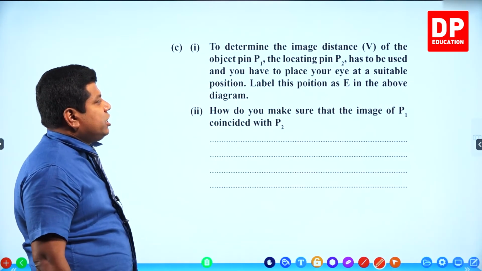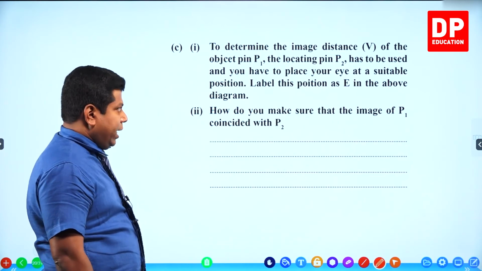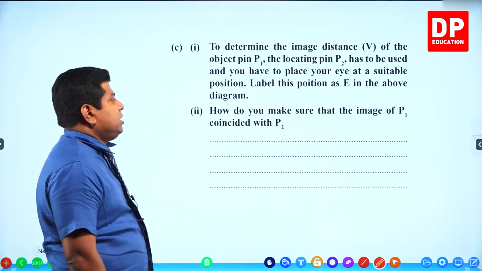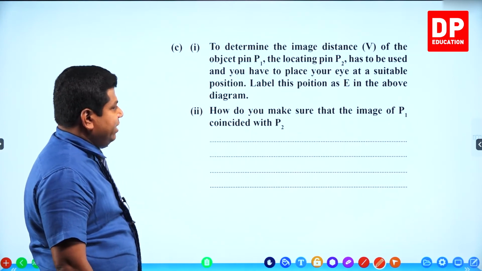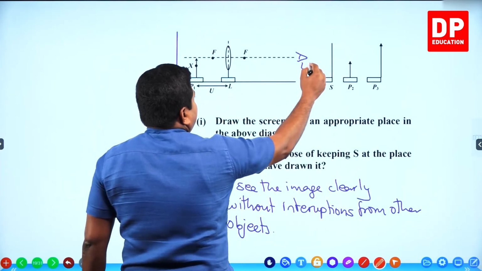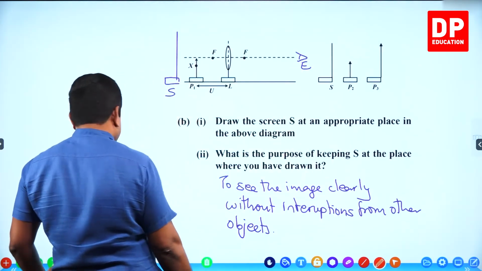To determine the image distance V of the object pin P1, the locating pin P2 has to be used and you have to place your eye at a suitable position. Label this position as E in the above diagram. We already marked it. We'll just name it as E. This is where you're going to keep your eye.